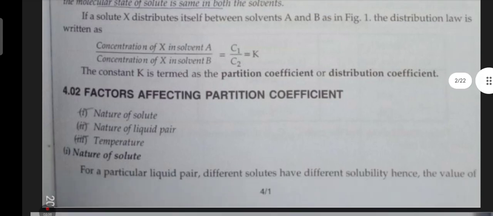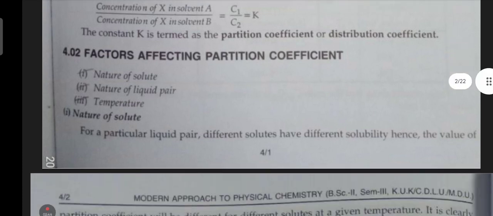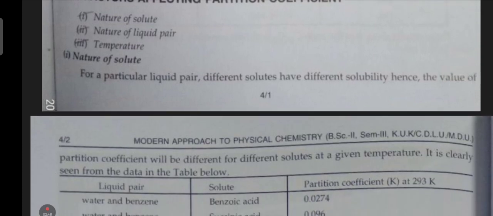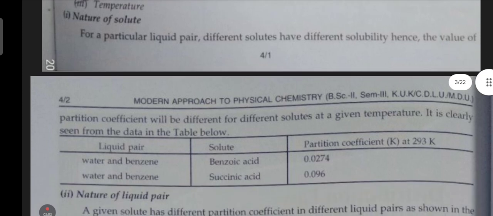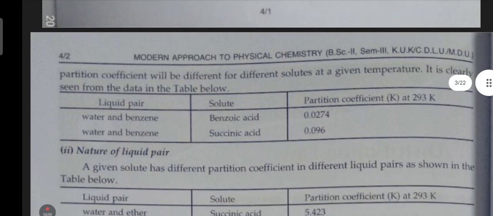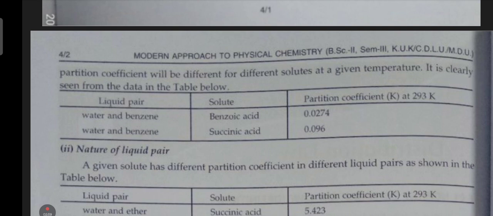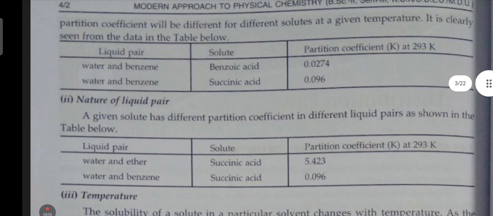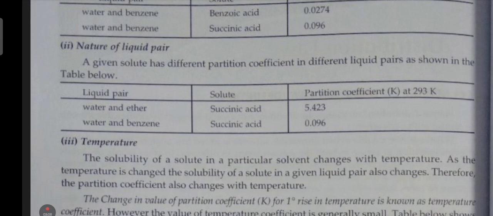Now we will discuss factors affecting the partition coefficient. Firstly, nature of solute. Second, nature of liquid pair. Third, temperature. For the nature of solute, for a particular liquid pair, different solutes have different solubility. Hence, the value of partition coefficient will be different for different solutes at a given temperature. It is clearly seen in the table.